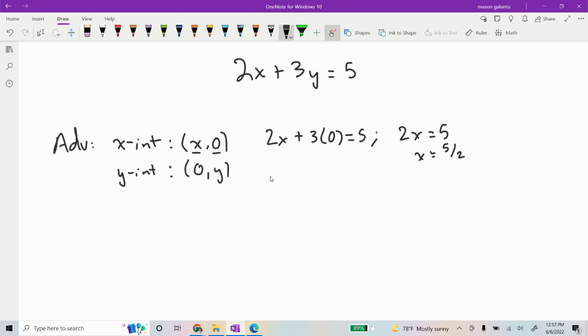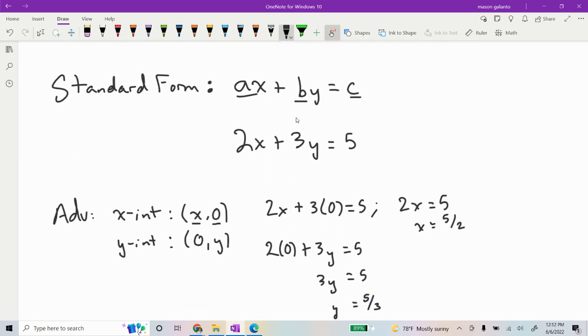The same thing for the y-intercept. We would just substitute 0 and y in for x and y. So 2 times 0 plus 3 times y is equal to 5. Again, 2 times 0 cancels, so we're left with 3y is equal to 5. So y is equal to 5/3. That is your y-intercept. Knowing where your y-intercept is and your x-intercept with the 0 values is very important. It pops up all the time. But again, reiterate that x and y are on the same side for standard form.